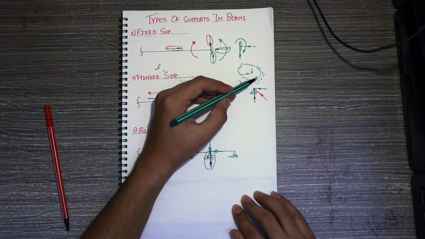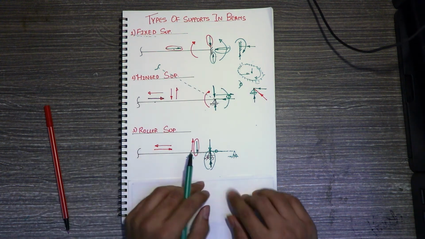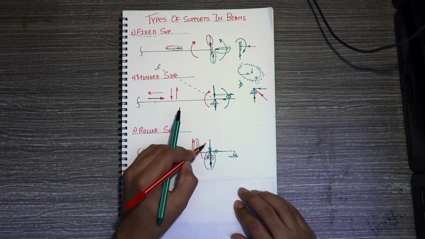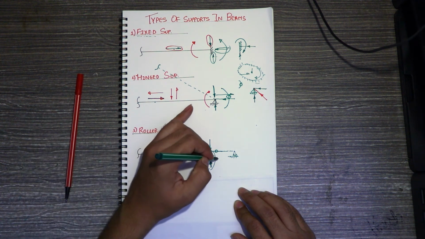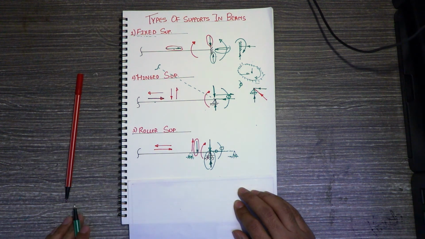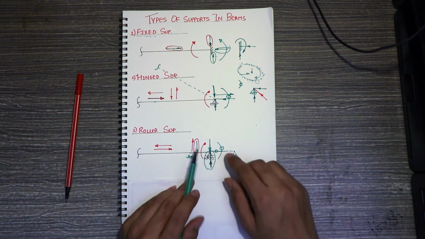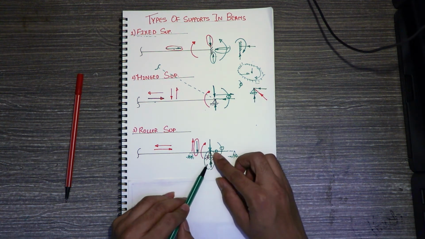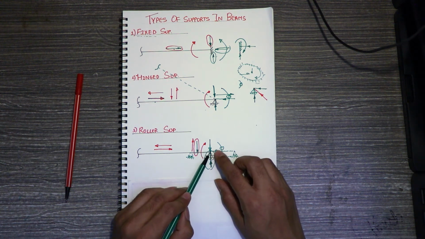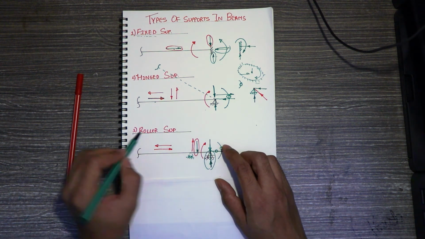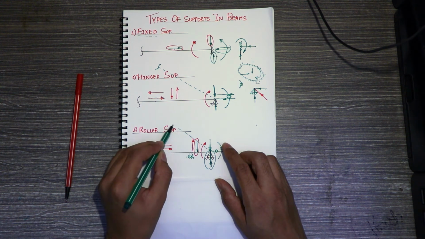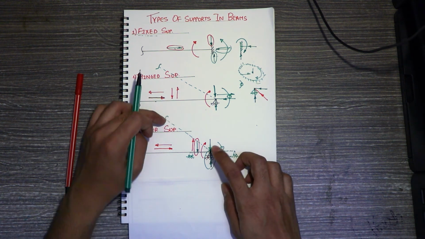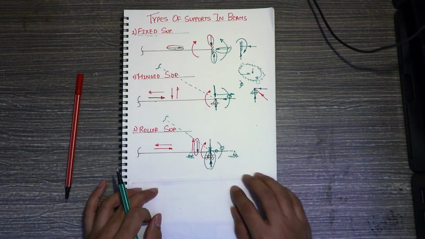Now coming to the third type, if we apply a moment about this roller support like this in the clockwise direction, then a reaction won't be generated. Basically a roller is nothing but, as I said, a hinge on wheels. So if I apply a moment to this roller, then the whole beam will rotate like this. If you rotate clockwise, it will rotate in the clockwise direction. If you rotate anti-clockwise, it will rotate in the anti-clockwise direction.